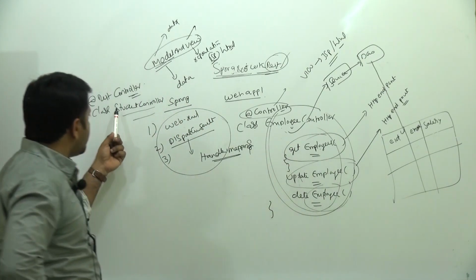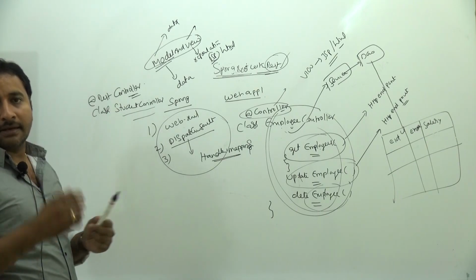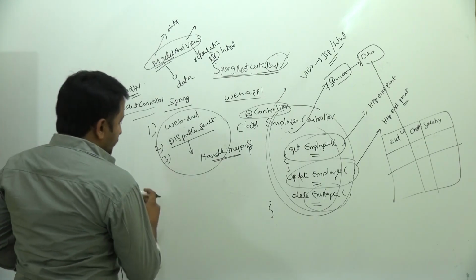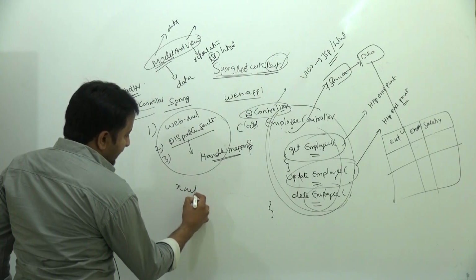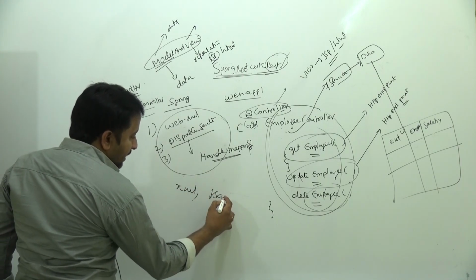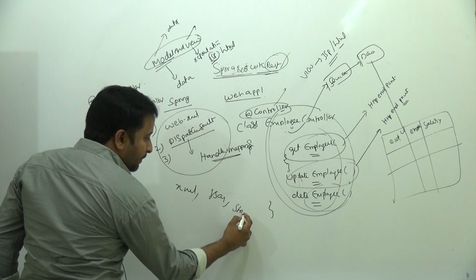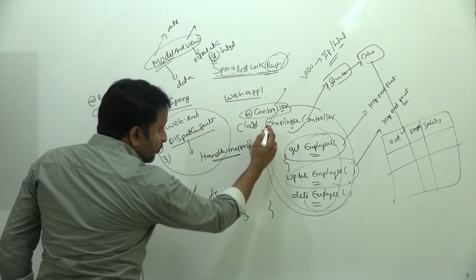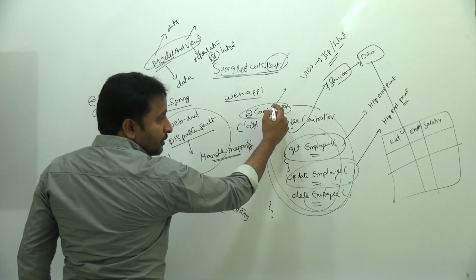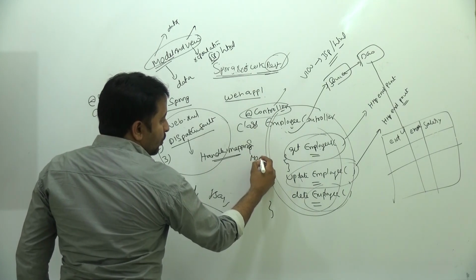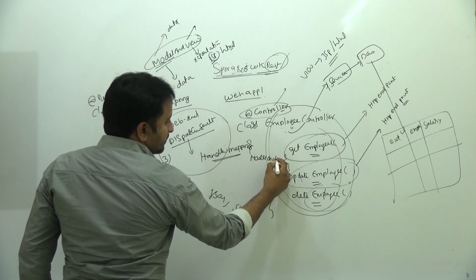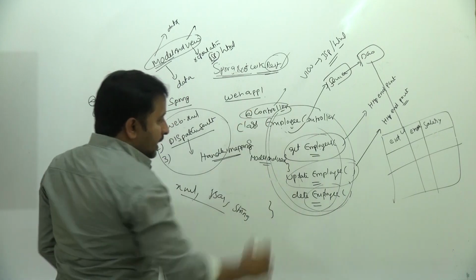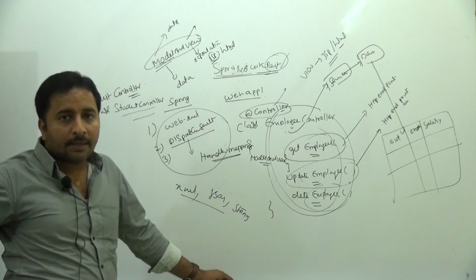But whereas here the data can be anything. For example, of course it can be XML data, it can be JSON data, it can be string data, whatever data may be. But here, always, what is the response we are going to get? A model and view object only. Model and view object only. I hope you are getting my point.